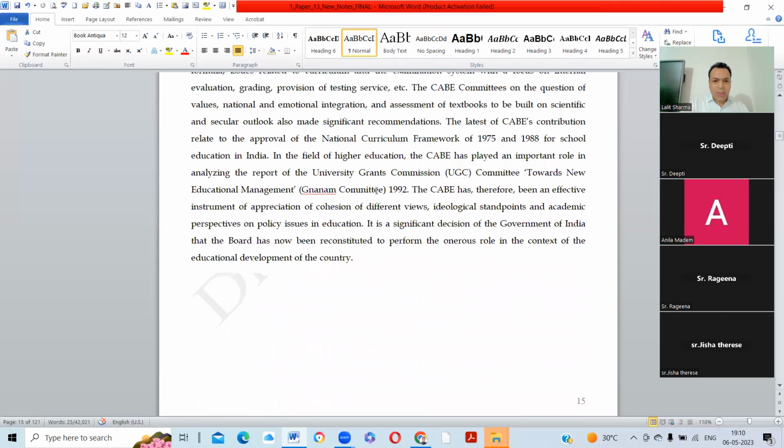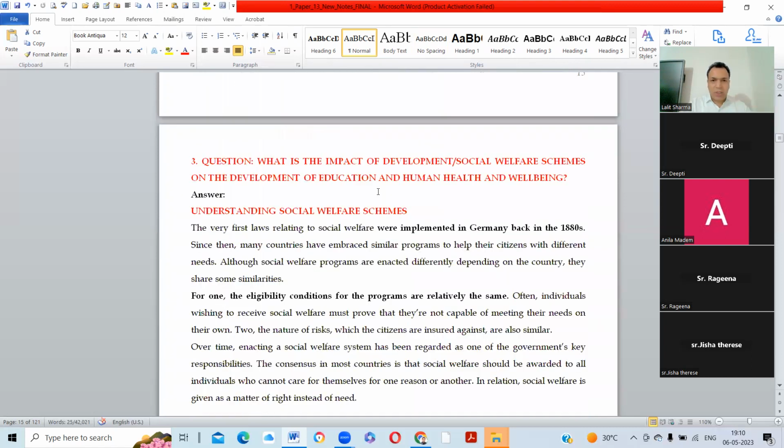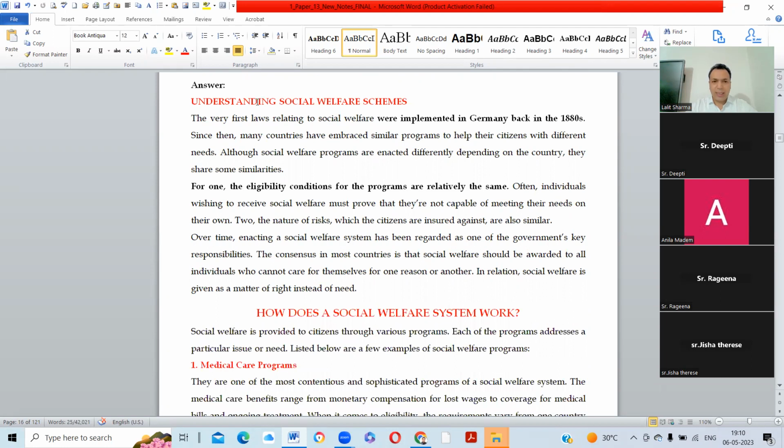So this question is important, and you have to learn it. I have already shared the notes with you. The third question is: what is the impact of development or social welfare schemes on the development of education and human health and well-being? So here we have to talk about social welfare schemes on the development of education. First of all, we should know about the social welfare schemes.